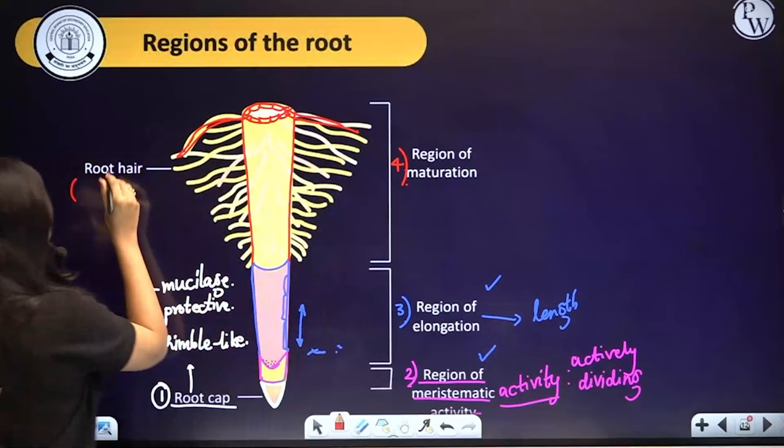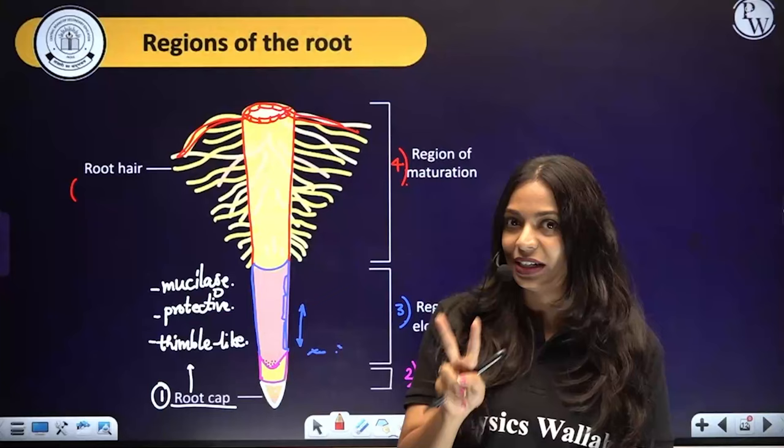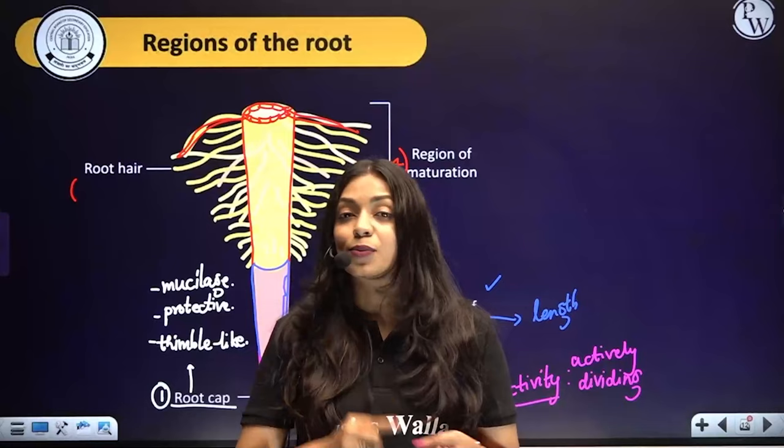Now, why should root hair be present? What is the function of root again? We learnt about two primary functions. First one being anchorage and the second one being absorption. Absorption is a very important function in roots. It has to absorb water and minerals.